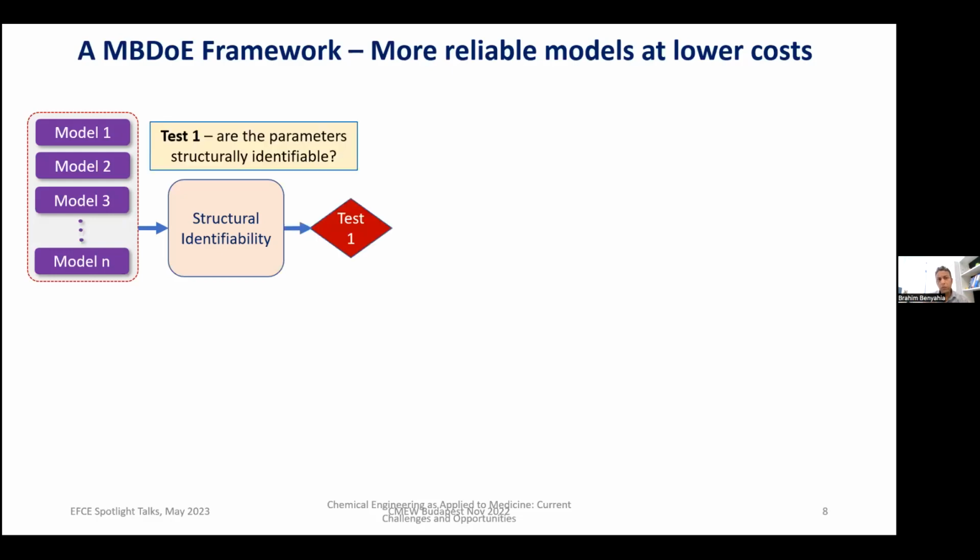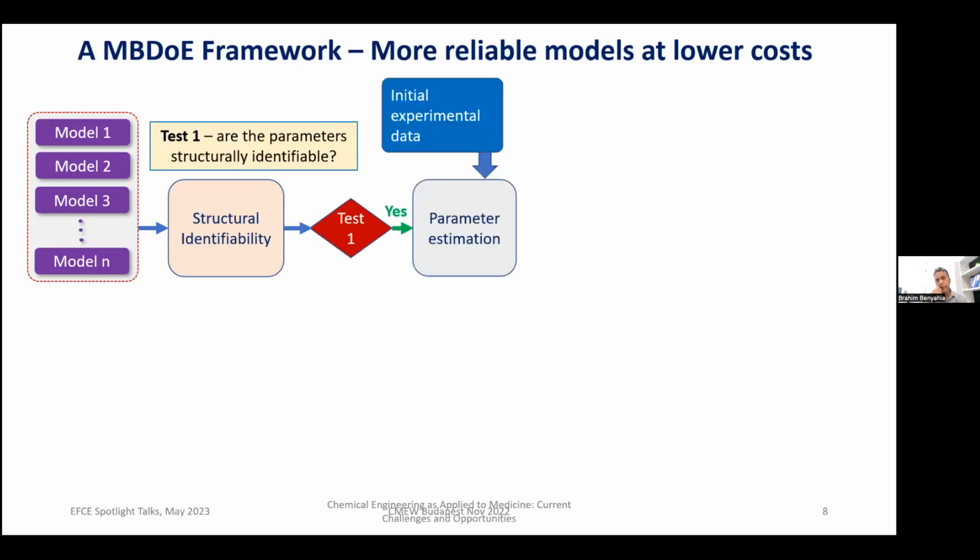So once we do that, we can implement a test. If the parameters are not structurally identifiable, we can loop back our feedback and identify another model or pick up another model.